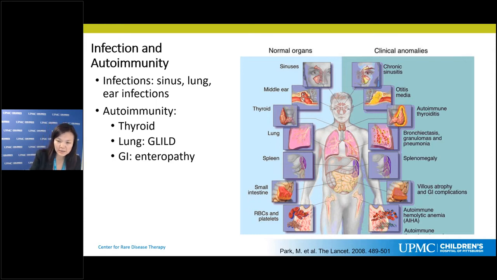Another very common autoimmune problem in CVID are the cytopenias. So anemia that's caused from your immune system attacking your red cells, low platelets, so easy bruising, and even low neutrophils can happen from your own immune system causing the destruction of some of these cells.